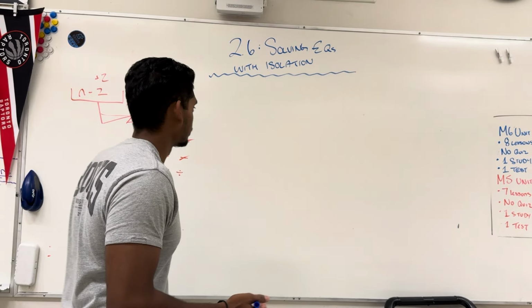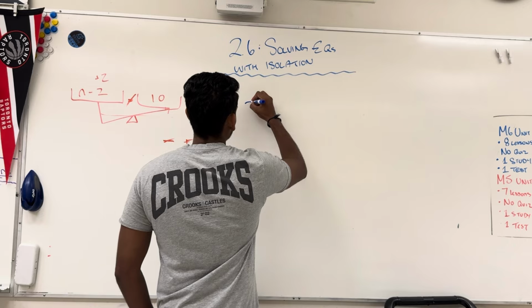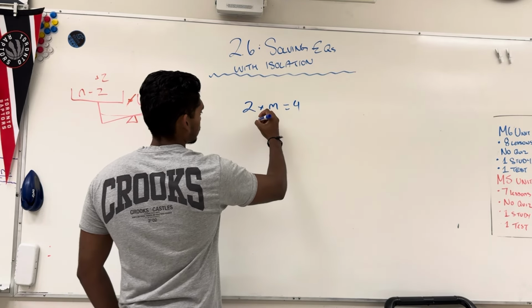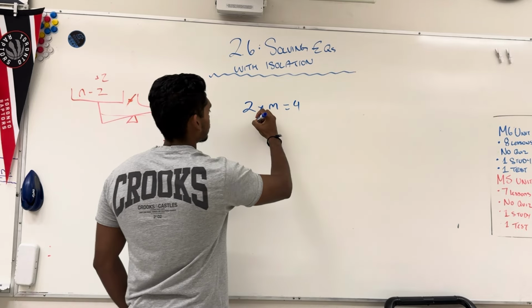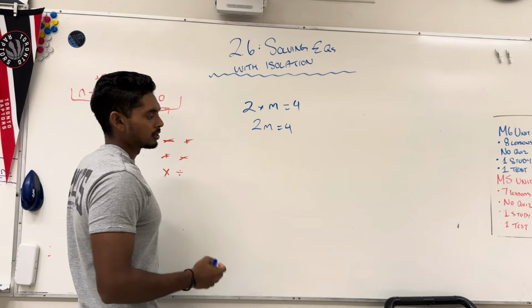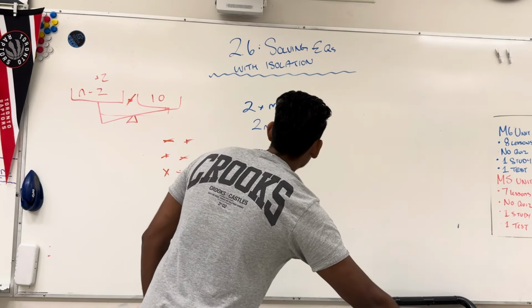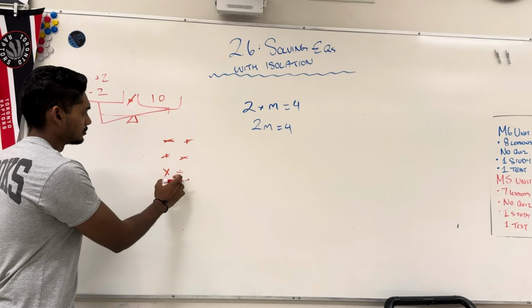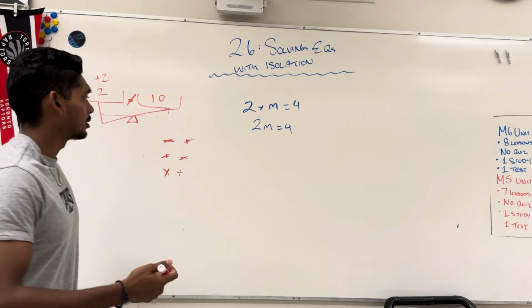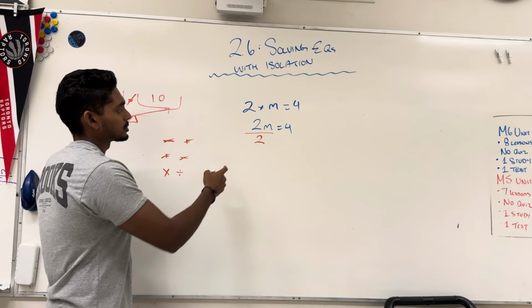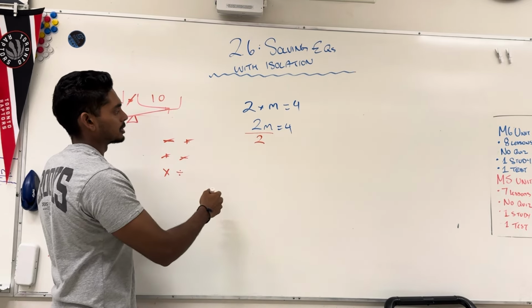All right, let's do a little bit of a harder one. Here we have 2 times m equals 4. Now, if you remember, the professional way of writing that is 2m. Okay, they're the same thing. All right? Now, we have multiplication. 2 times m. What's the opposite of multiplication? Division. Good job. So what's 2? The opposite of times 2 is divide by 2.